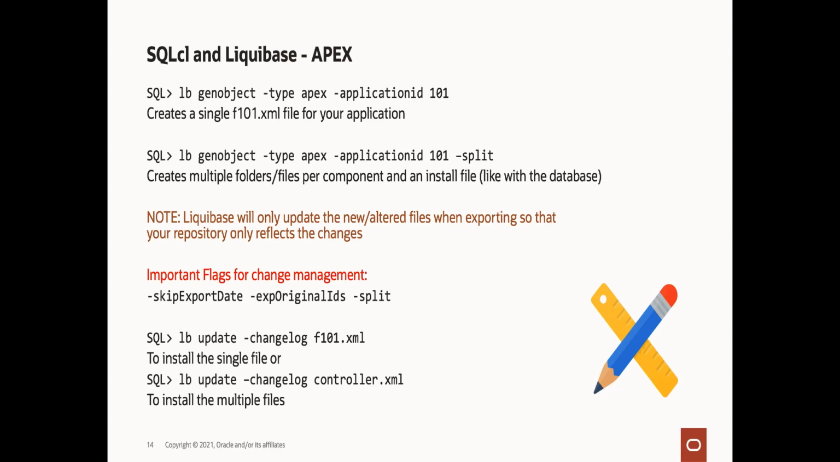So if you really want to control this, if you really want to do this at a per change level, you'll want to use these flags when exporting these files out. So just know that you do that. And again, if you want to apply it, you can do an individual change with the LB update, or you can do the entire thing to install the entire Apex app. So that is something to keep an eye on, or just to know. All right.